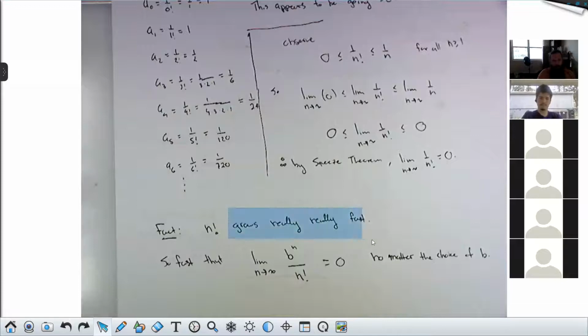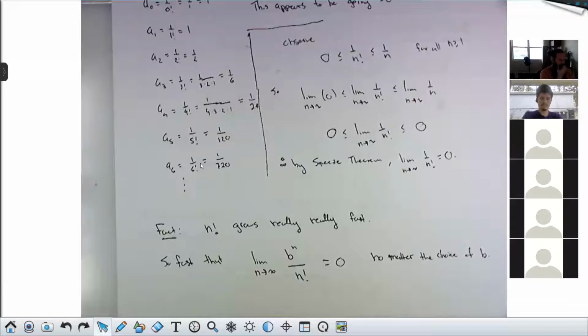I can talk a lot about growth rates, and we can talk about Landau notation and big O notation, stuff like that. But for the purposes of this class, what I need you guys to remember is that n factorial is the fastest growing sequence we have. Grows faster than even the gnarliest divergent geometric sequences. So its reciprocal goes to 0 really fast.